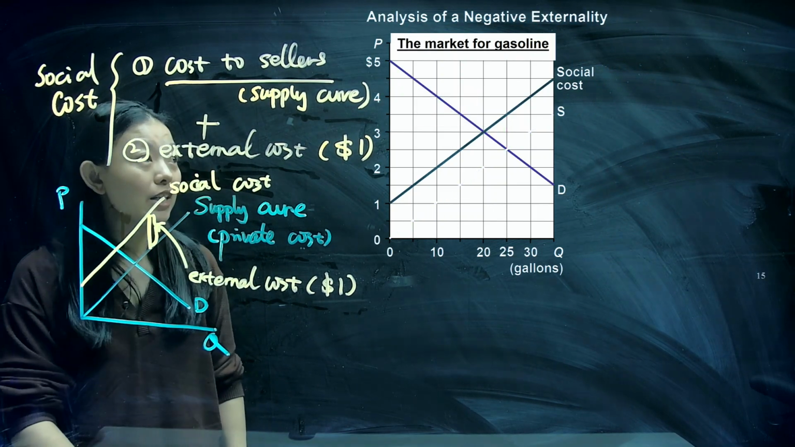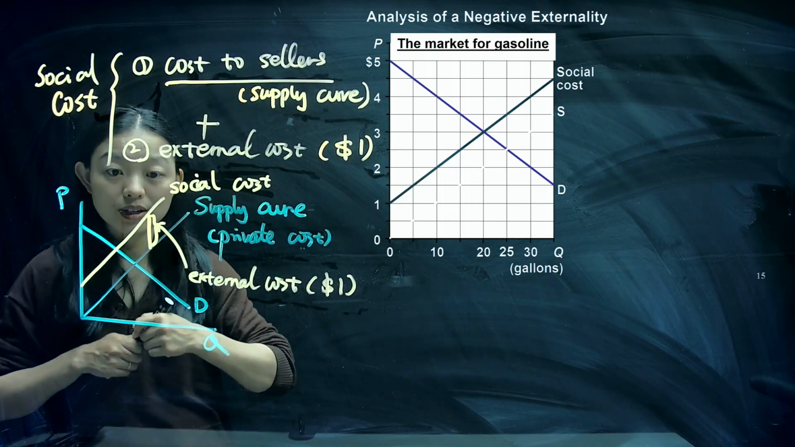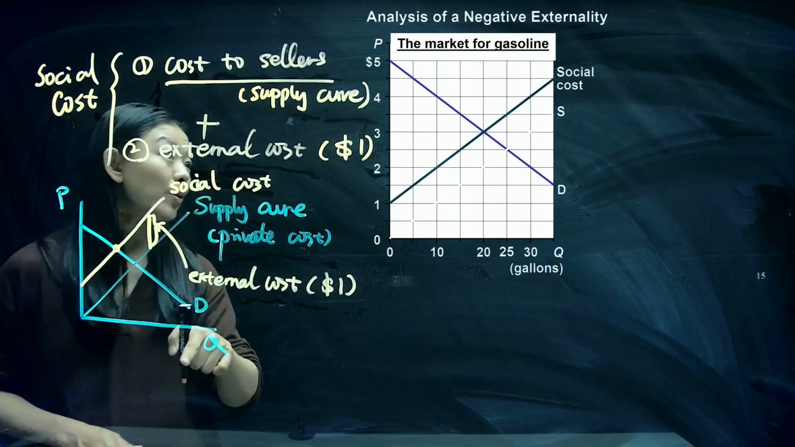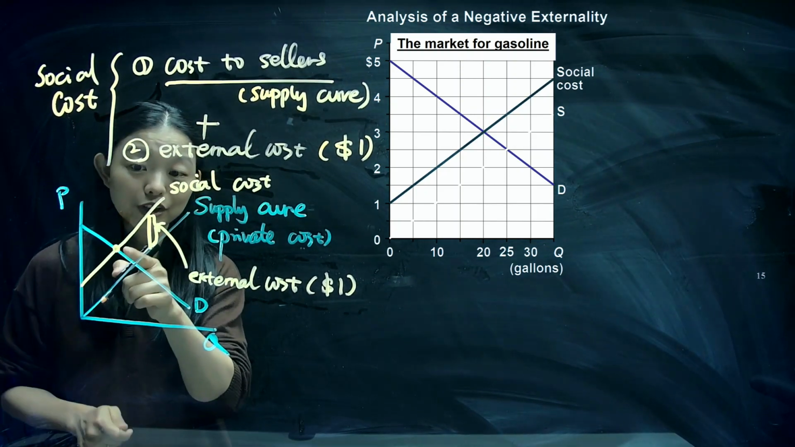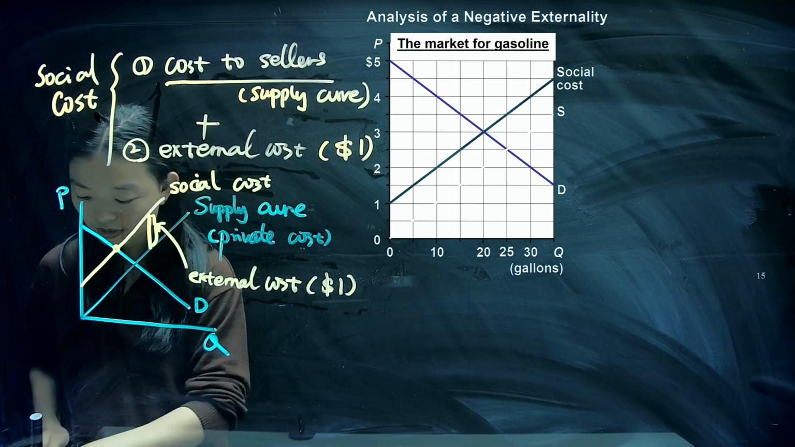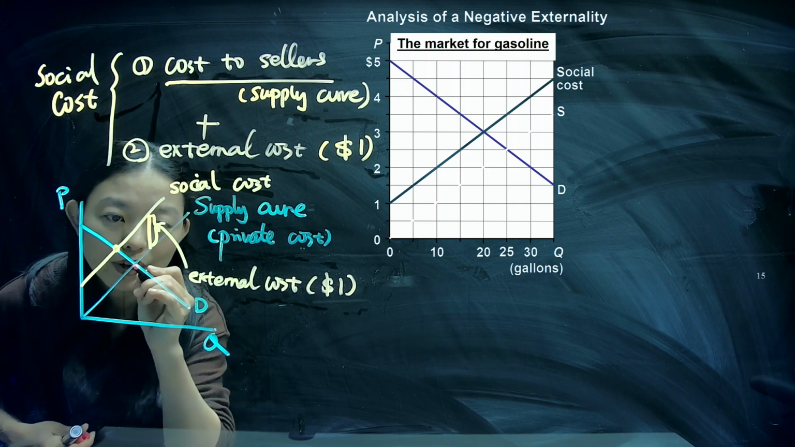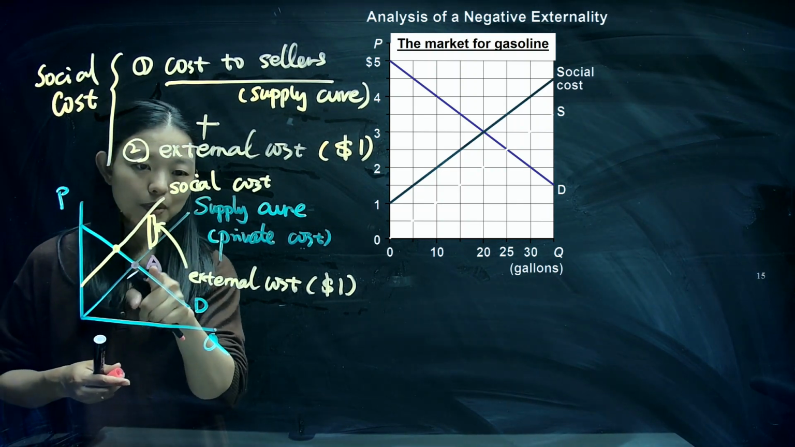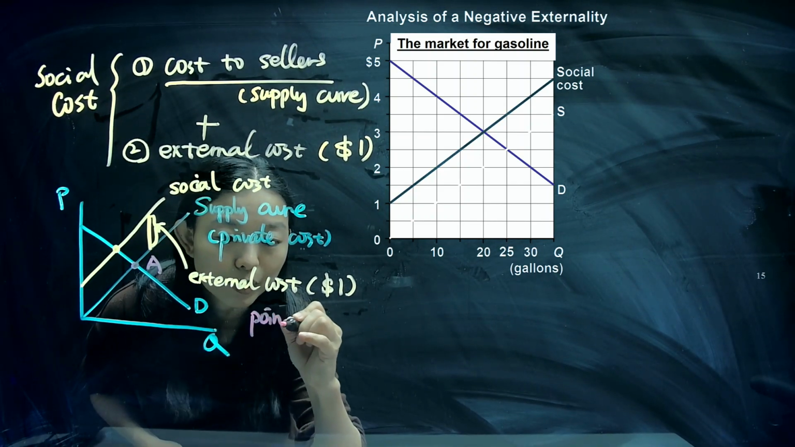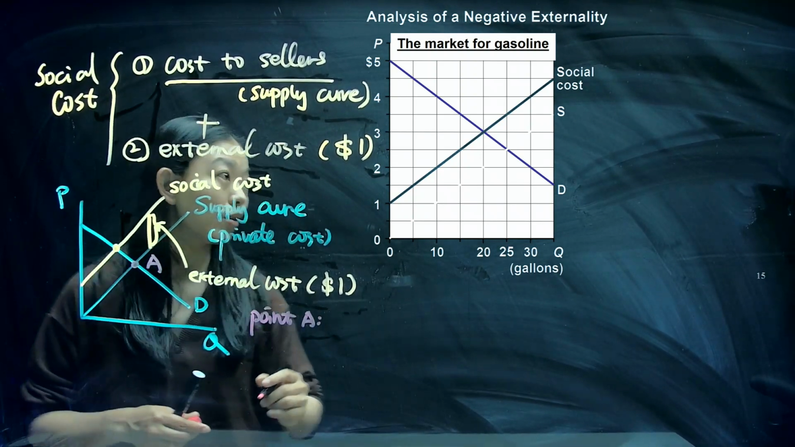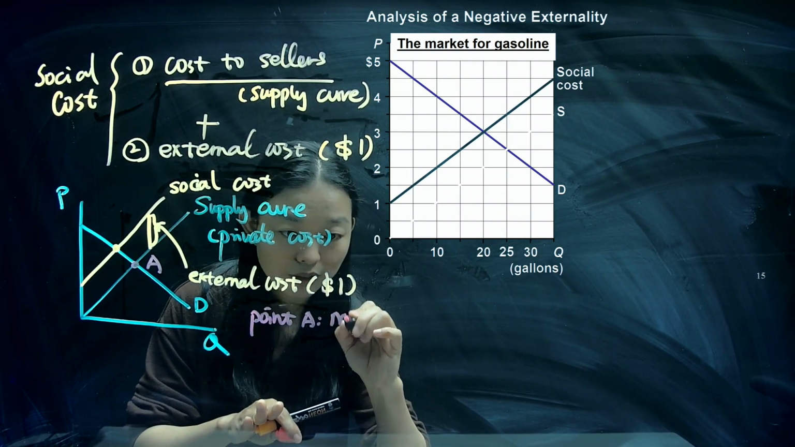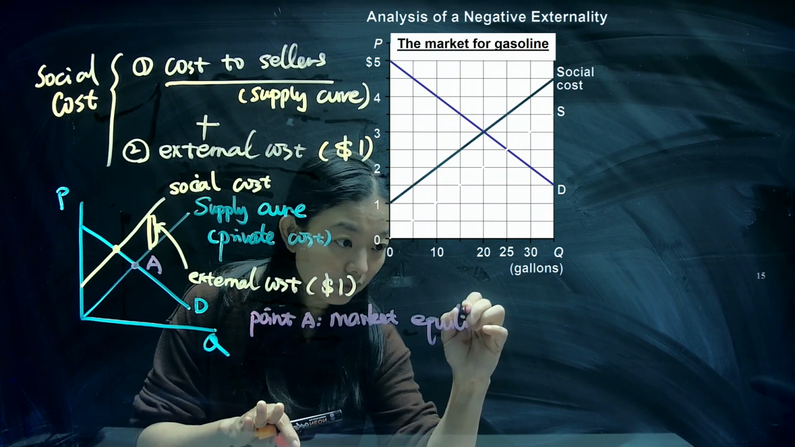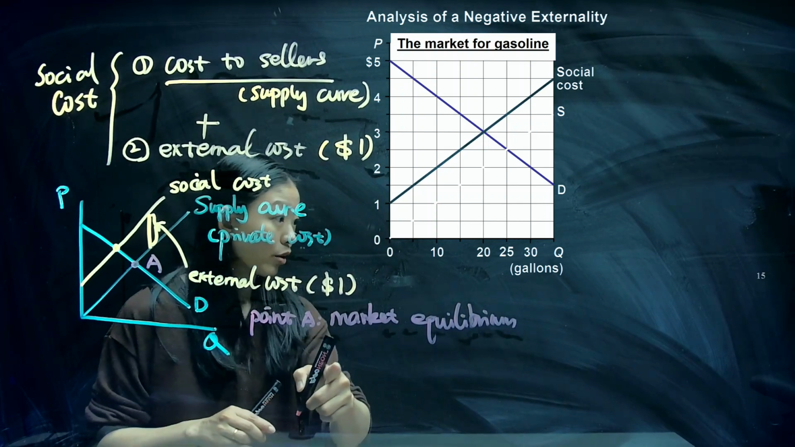With the new social cost curve, we have a new intersection point. Originally, this is our original equilibrium point, which I mark as point A. Point A here is our market equilibrium point.